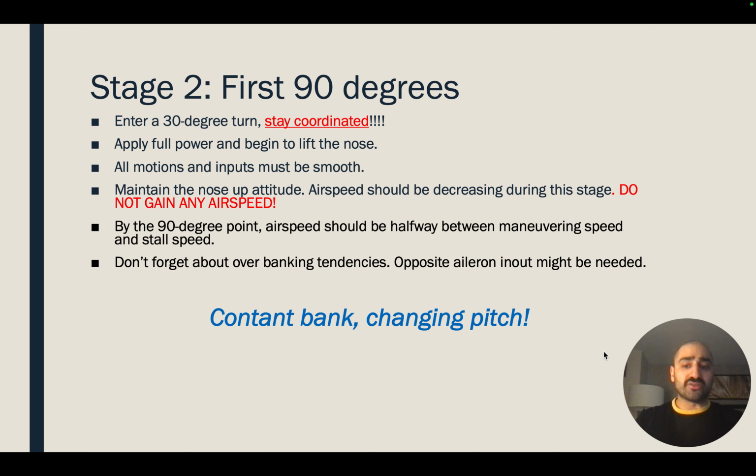After that, we'll go into a gentle 30-degree turn. We'll stay coordinated the whole time, apply full power, and let that nose rise up. As the nose is rising up, you might have to add some right rudder just to keep the aircraft coordinated. And also, let's not forget about the overbanking tendencies of the aircraft. So you go into the 30 degrees, you add full power, and let the aircraft slow down and gain altitude. At the 90-degree point, our airspeed should be somewhere halfway between where we started and the stall speed. So for this stage, we will talk about constant bank and changing pitch: 30 degrees bank, rudder, and then slowly bring the nose up.